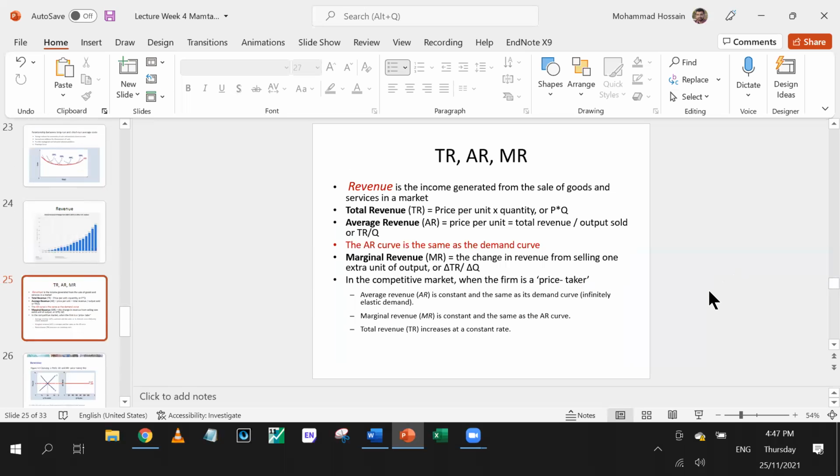Now let's talk about total revenue, average revenue, and marginal revenue. Total revenue is price times quantity. Average revenue is total revenue divided by quantity sold. Marginal revenue means if you sell one extra unit, how much revenue that extra unit generates. So it is the change in total revenue divided by the change in quantity.